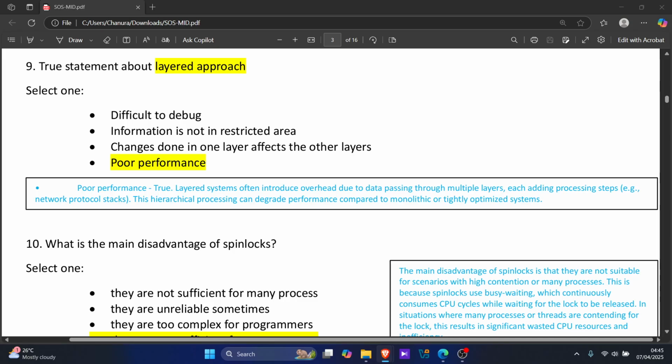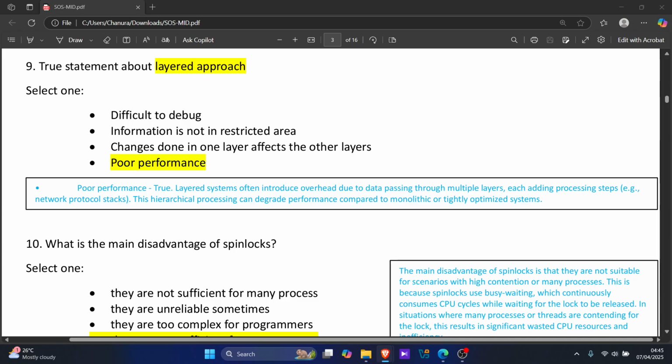4. Poor performance. The explanation given is that each layer adds processing overhead. For example, in network protocols, each layer adds headers, processes data, etc., which can slow things down compared to a monolithic system where everything is optimized together. This makes sense. So this is likely true. But wait, let's check the other options again. The user marked poor performance as true, but I need to confirm if the other options are incorrect.